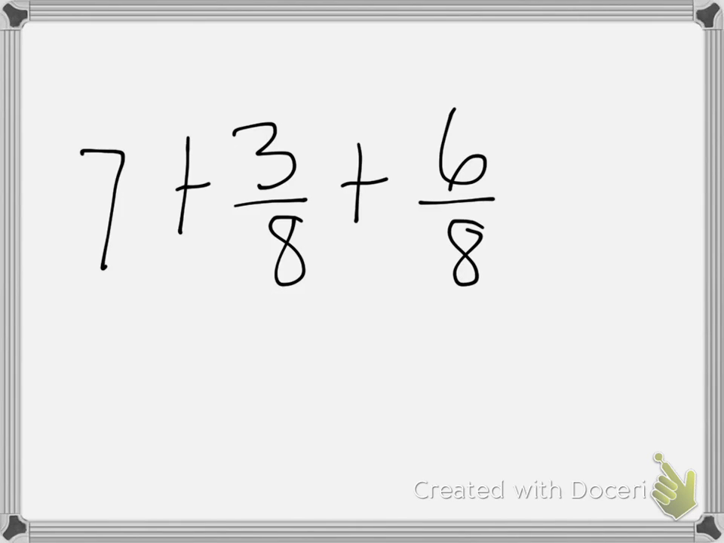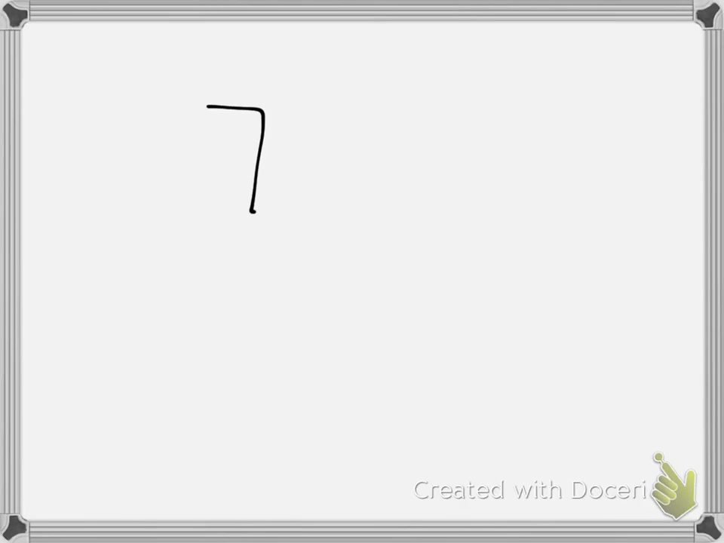Now we can add our fractions together. So it's 7 plus, looking at adding the numerators, 3 plus 6 is 9/8. And so when we add the whole number and the fraction together, we get 7 and 9/8. Now 9/8 is an improper fraction, so we have to change that into a mixed number.